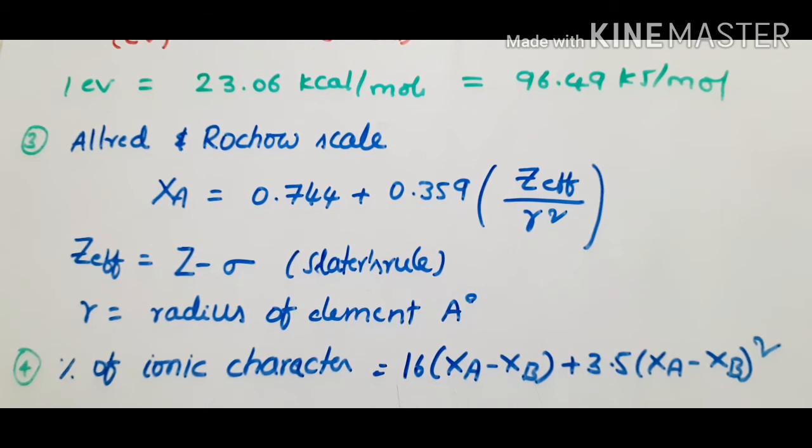And the final one is percent of ionic character, which can be calculated by using this formula: 16 into XA minus XB plus 3.5 into XA minus XB whole square. This formula is also given by Allred. These are the different formulas for electronegativity calculation. Let us move to the example problems.